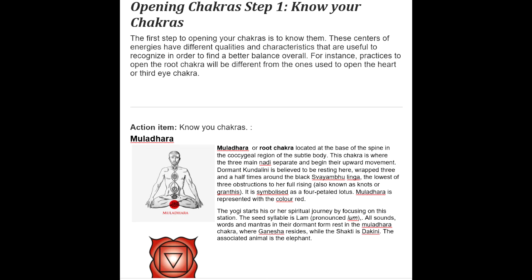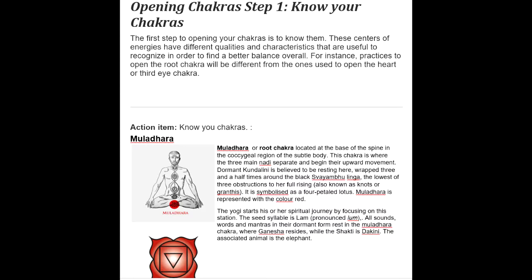Opening chakras. Step 1. Know your chakras. The first step to opening your chakras is to know them. These centers of energies have different qualities and characteristics that are useful to recognize in order to find a better balance overall. For instance, practices to open the root chakra will be different from the ones used to open the heart or third eye chakra. Action item: Know your chakras.